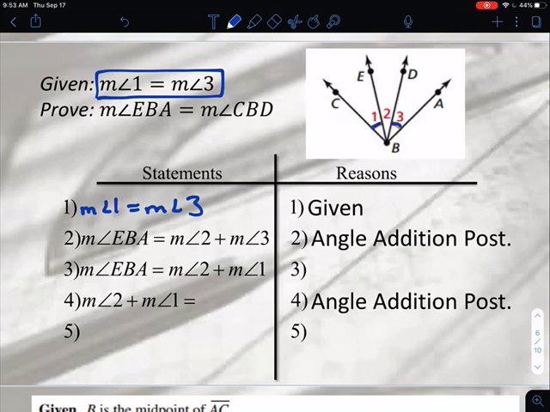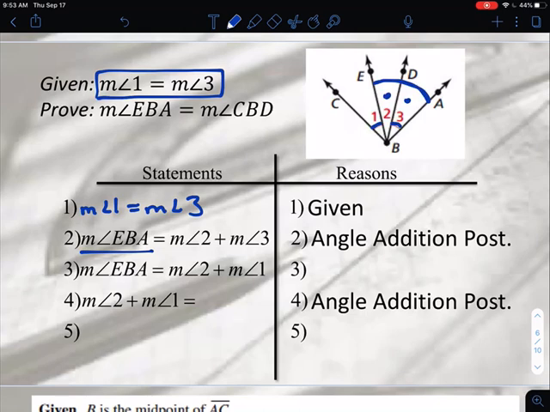They already kind of marked it for us, but angle 1 and angle 3 are the same. Now, if you look at the next step, this is reintroducing an idea from chapter 1, which is angle addition postulate. They're saying if I take angle 2 here and add it to angle 3 here, I get this entire angle, which they call angle EBA. So that's what we're looking at right here. This angle EBA is angle 2 plus angle 3.